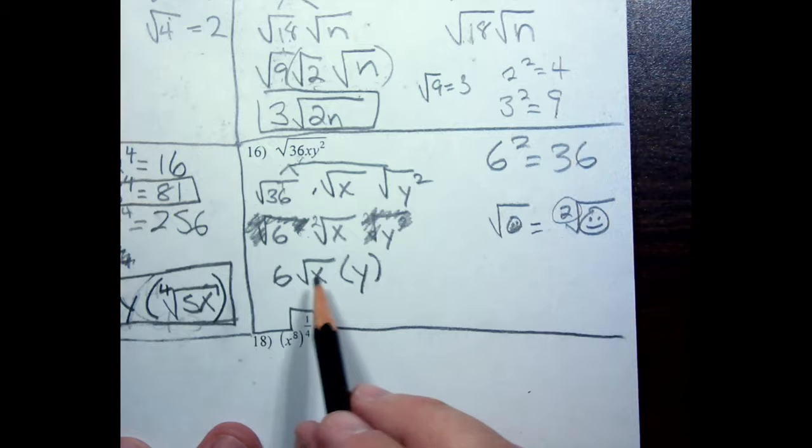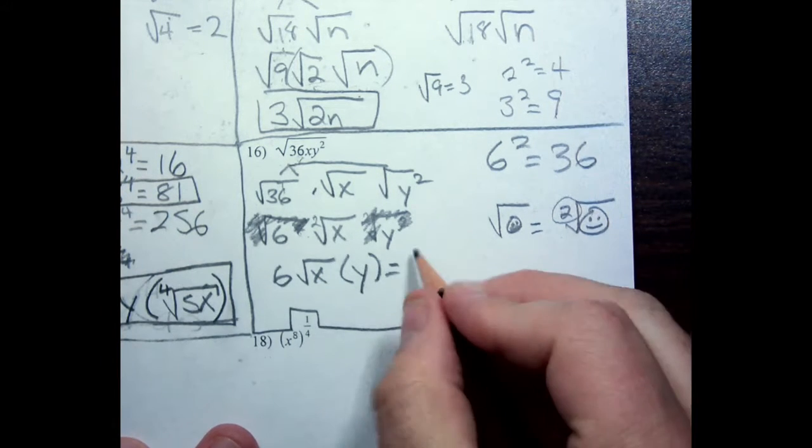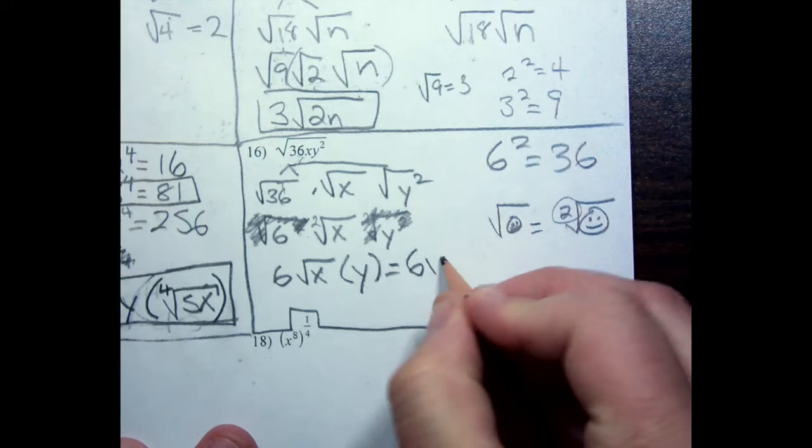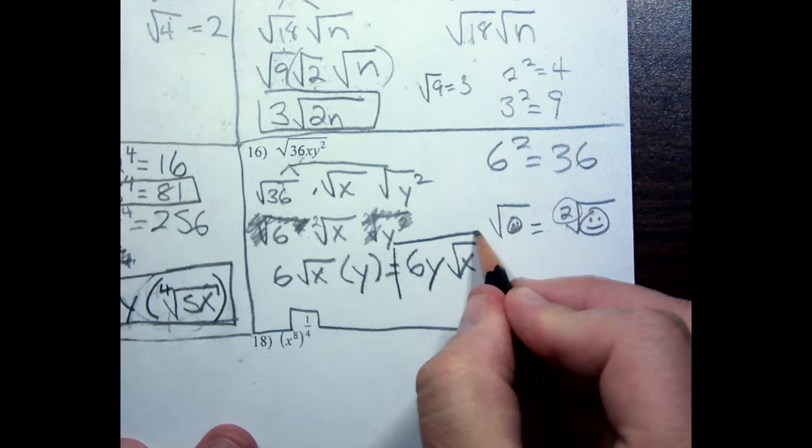Now, we want to take all the stuff under the square root symbol and put that on the end. In other words, I'm going to say 6 times y times the square root of x. That is the answer.